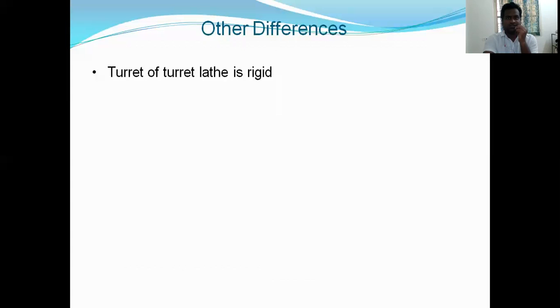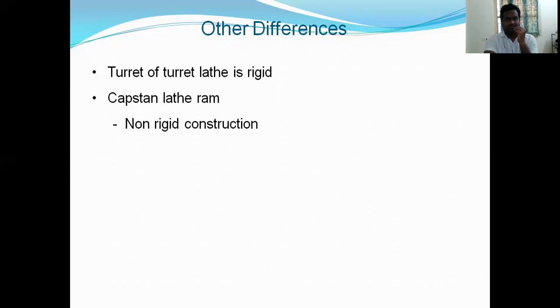And the other difference we have observed is that the turret of the turret lathe is zero deflection construction, because it is not getting any reflections by the reflector. No portions are affected by external line forces. It is so because the turret lathe is a rigid construction.